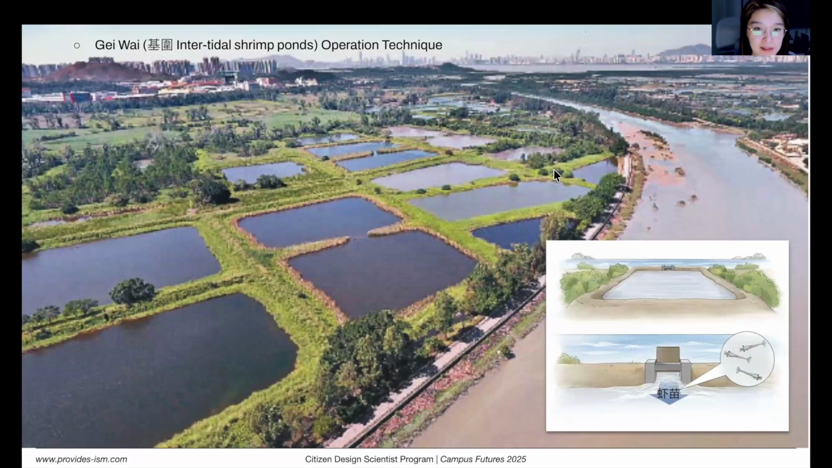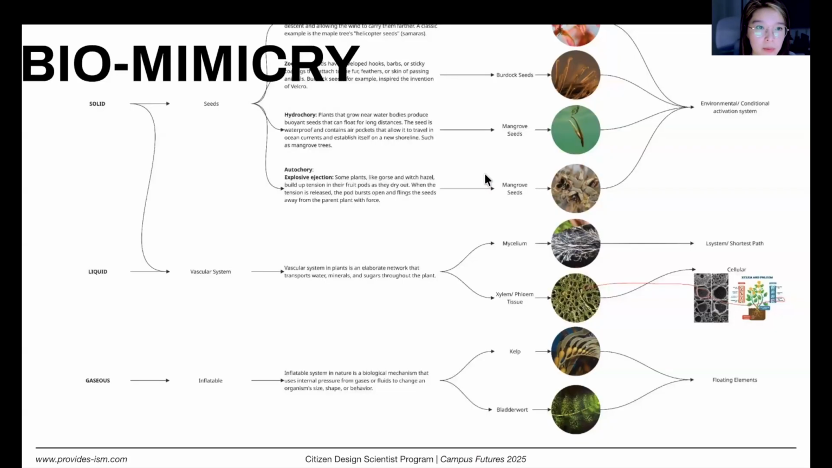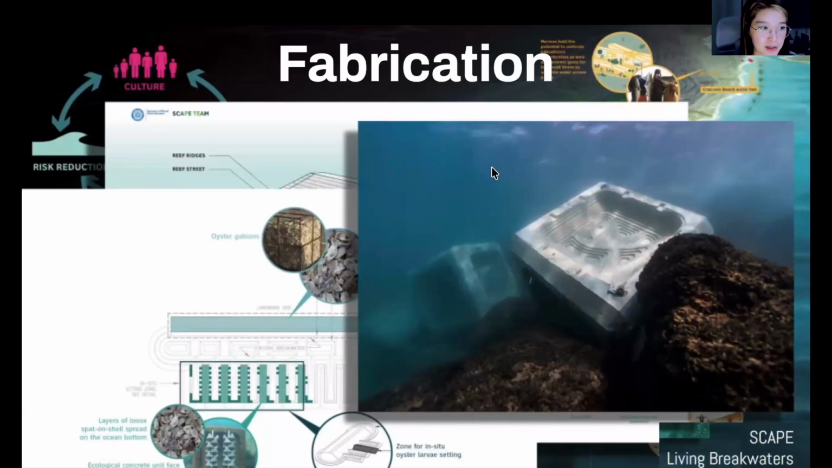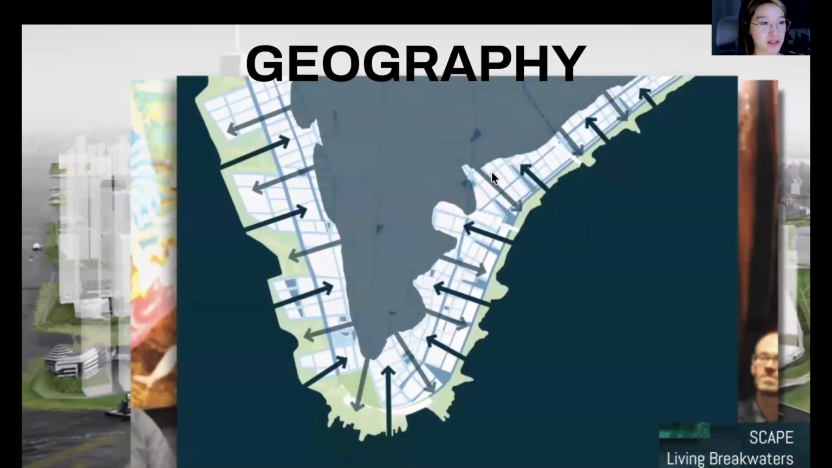Intertidal stream ponds. Essentially, you see it as a fish farm, but it's actually an operation technique to also prevent flooding by using local earth packed in high density. Or ways to recover corals as tidal barriers. So these are how we try to integrate biomimicry and nature-based solutions. But at the same time, we need understanding of fabrication when we do the design. We need to understand ecology. We need to understand geography. And so at this point, I'm going to pass to Nabi to talk a little bit about geography.